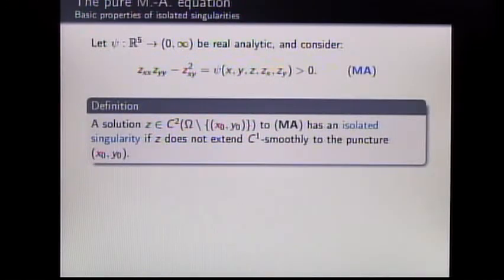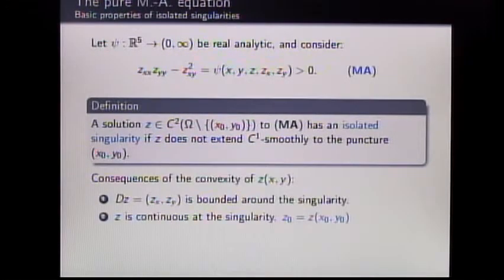Okay, two trivial consequences of the convexity of the solution are, first, that the slope of the solution is bounded around the singularity. We won't have a cusp, and the slope is bounded. And, of course, the solution will have a continuous extension till the puncture. Okay, for this kind of solutions.